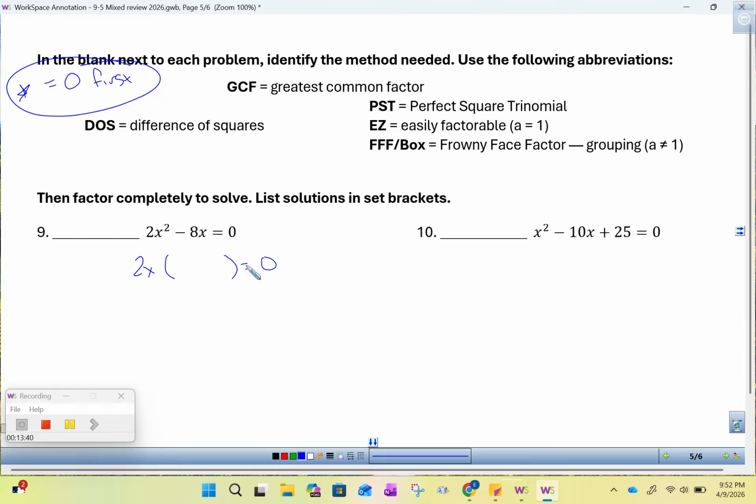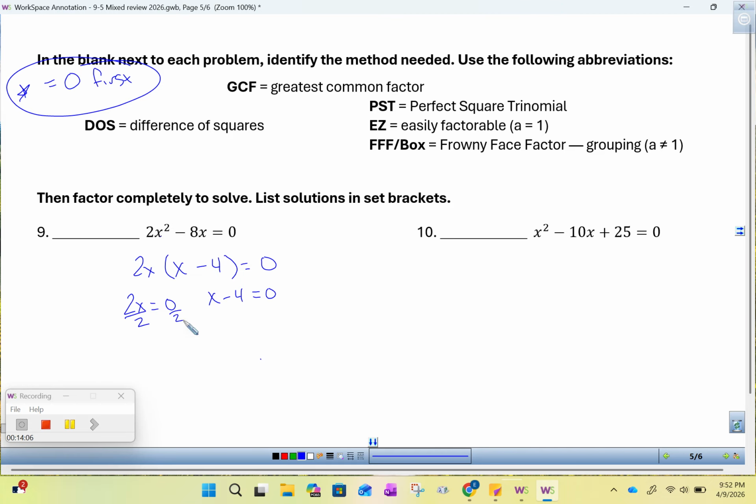And then go ahead and write the rest equals 0. 2x times x gets me to that 2x squared. And 2x times a negative 4 gets me to that 8x. So I have 2 pieces that could be 0. I'm going to set them equal to 0. And we've been practicing solving without the steps, but I'm going to go ahead and write them here.